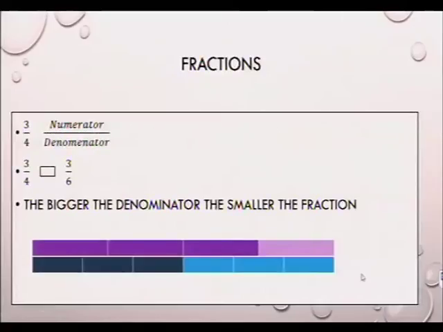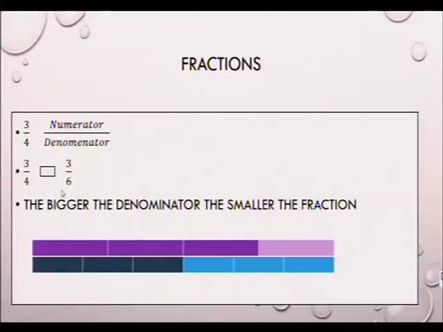When it comes to fractions, this is 3/4. This we call the dividing line. This is a fraction. The number above the dividing line we call the numerator. The number below the dividing line we call the denominator.